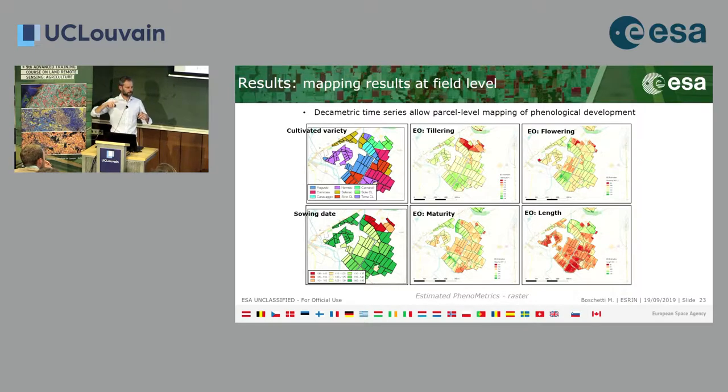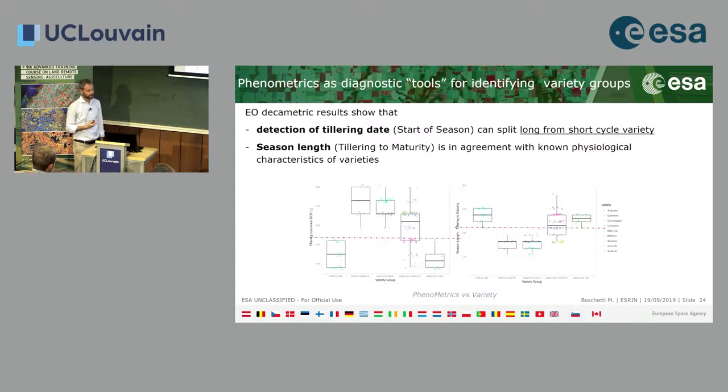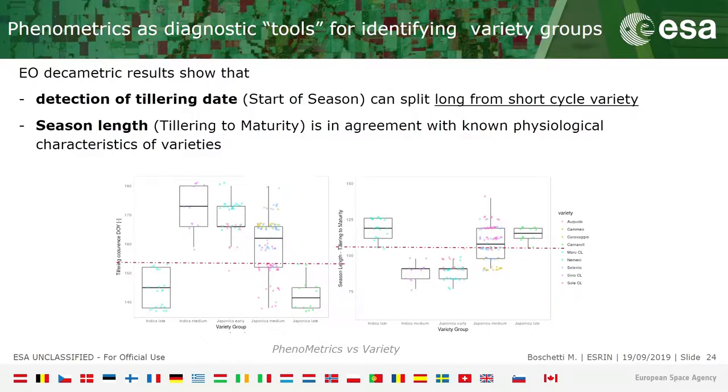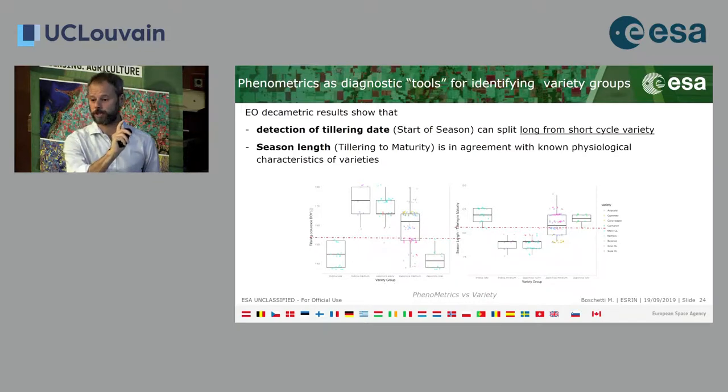Usually the long cycle varieties are sown earlier in order to be in time for the season, while the short ones are sown later. So this information here can be used not only, as you see, as a crop mapping method, but even more to try to recognize the type of variety, the type of cultivar you are cultivating. And if we see the detection of the tillering, I mean the DOY, when it was estimated tillering, we see that there is a clear difference between the late long cycle variety with respect to the short cycle and the middle one.